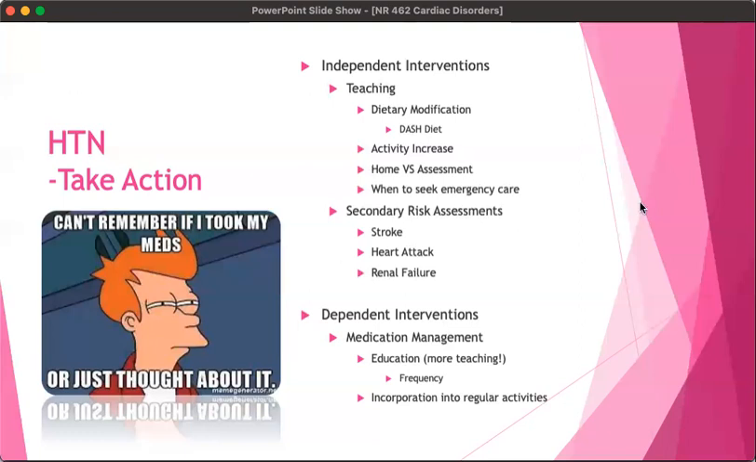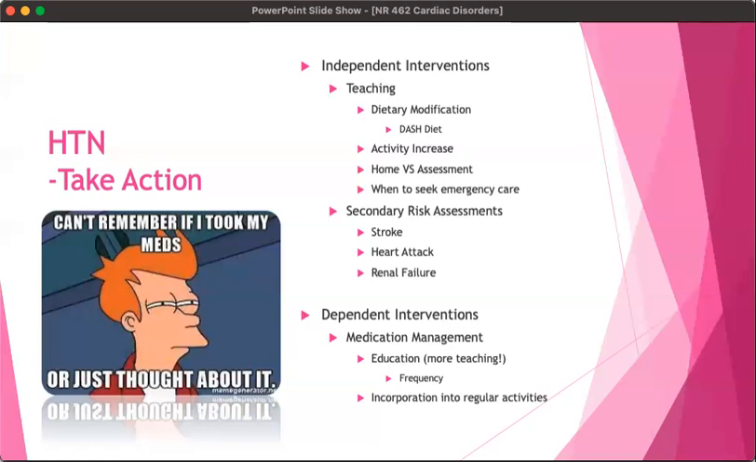Then secondary risk assessments. So making sure they know what the complications are associated with uncontrolled hypertension. And I also like to encourage families to be a part of this education, because most of the time patients don't recognize signs and symptoms of stroke or heart attack in themselves. Often other people recognize that in them. So I want to include the family in this as well.